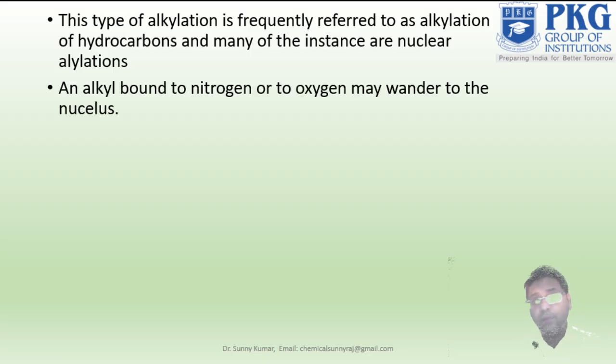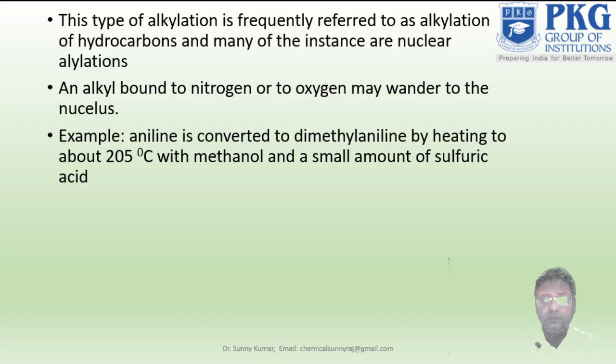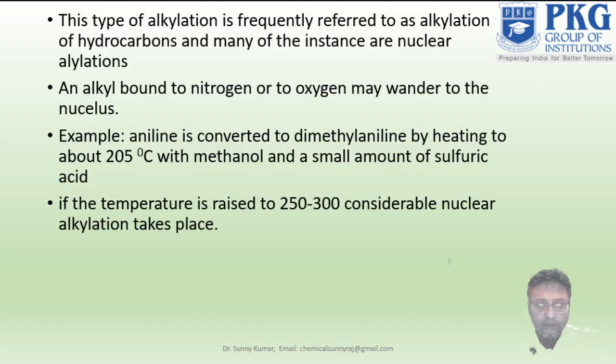An alkyl bound to nitrogen or to oxygen may wander to the nucleus. For example, aniline is converted to dimethylaniline by heating to about 205 degrees centigrade with methanol and a small amount of sulfuric acid. If the temperature is raised to 250 to 300 degrees centigrade, considerable nuclear alkylation takes place.